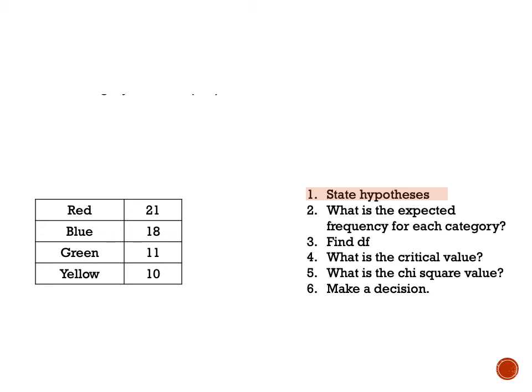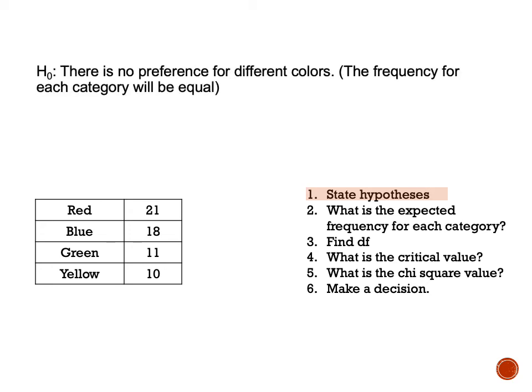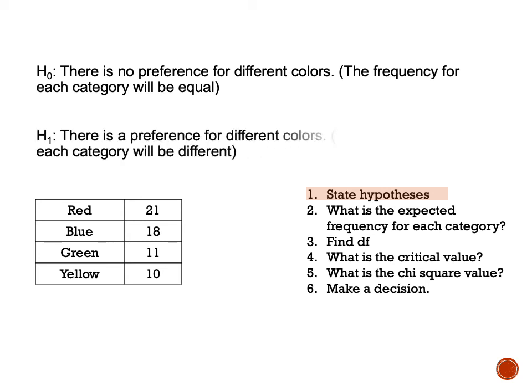So the first step is to state your hypotheses. The null hypothesis is going to be that there's no difference, there's no preference for colors. So in other words, the frequency for each category, for each color, is going to be equal, meaning that the amount of time that an infant spends looking at each color is going to be the same. And then the alternative hypothesis is that there is going to be a preference for colors. In other words, the frequencies for each category will be different.